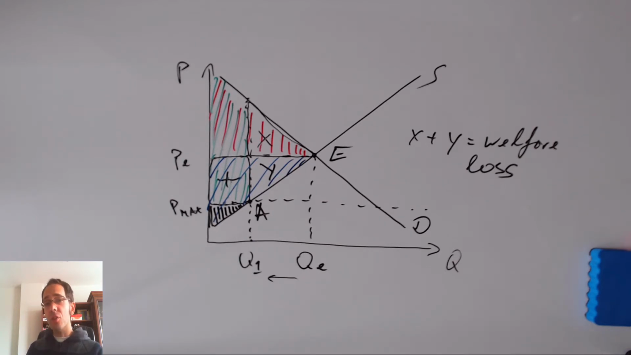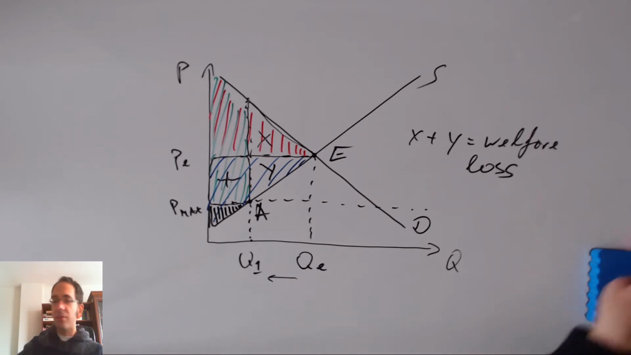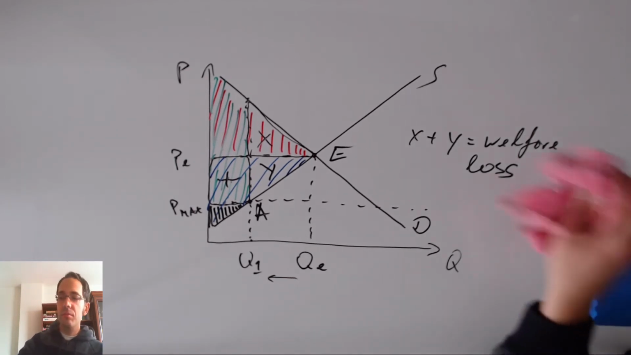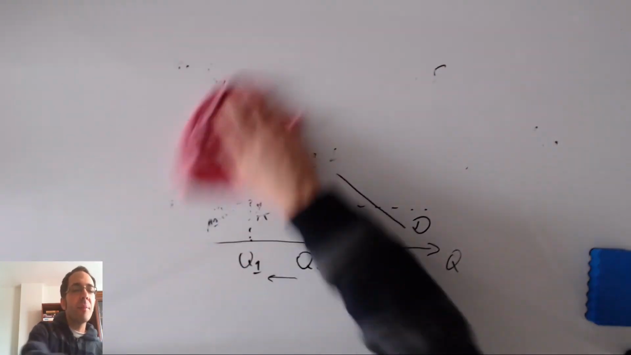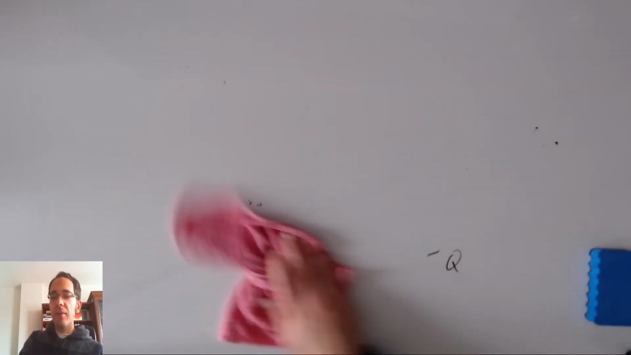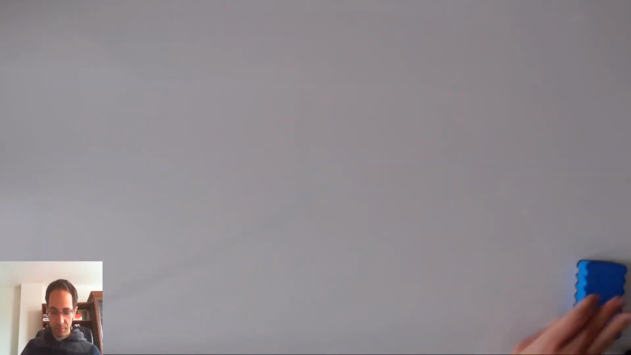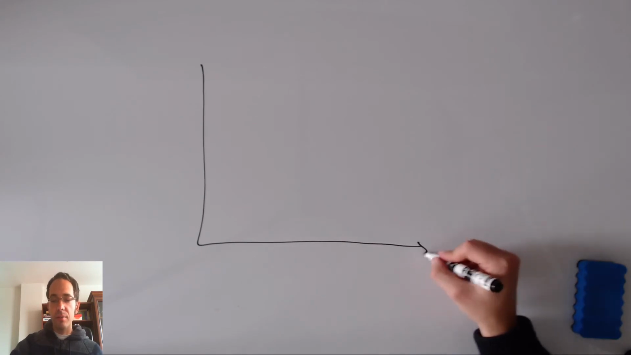Sometimes one of the groups will be benefiting, the other one will be losing. So, let's say you have a situation like this, where you have a firm with market power. We'll see this when we study monopoly, but we can illustrate this. Imagine that this is the market.